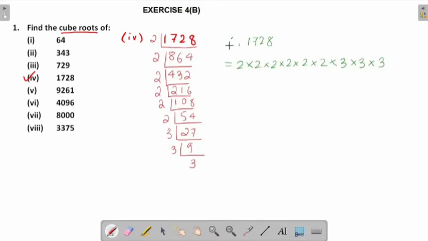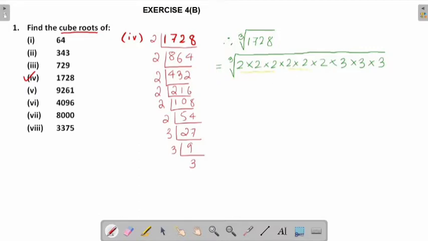Now I told you that when we find the cube root, this is what we write. So this is your cube root. Therefore your cube root is going to be equal to this much. See here carefully: cube root of 1728, in place of 1728 I have written these factors. One more thing that I told you was you have to form groups of 3 numbers here.